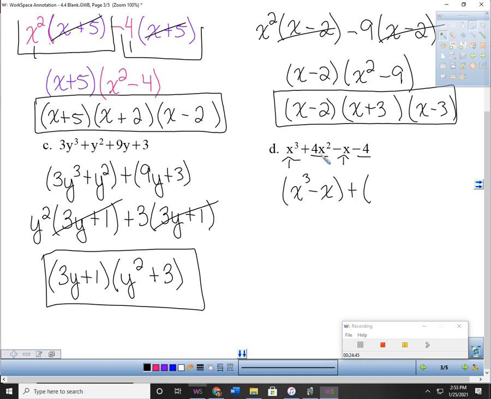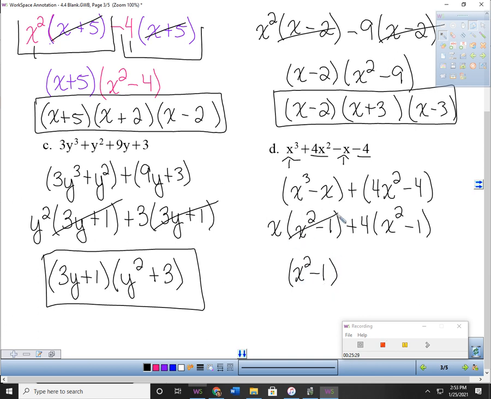And then I'm going to group together the 4x squared and the negative 4. So I just chose not the first two and not the last two. I grouped differently. So the greatest common factor here would be x, which would leave me with x squared minus 1. And my greatest common factor here would be a positive 4. So 4x squared divided by 4 is x squared, and 4 divided by 4 is 1. And then I see that they both have an x squared minus 1, so that's going to go in front.